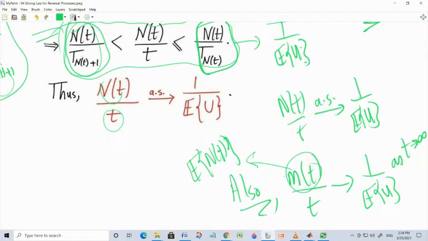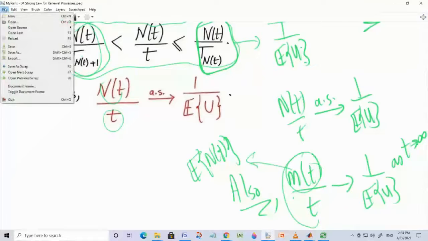For this other limit, I will be rigorous. I will actually prove that the limit of small m of t over t exists, by doing it the correct way. I will assume initially that we have no limit, and then we will study the limit infimum and limit supremum. But before we do this, we need to add to our bag of tricks this thing called Wald's identity. Okay, any questions?